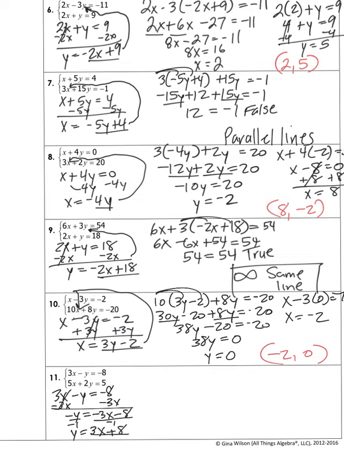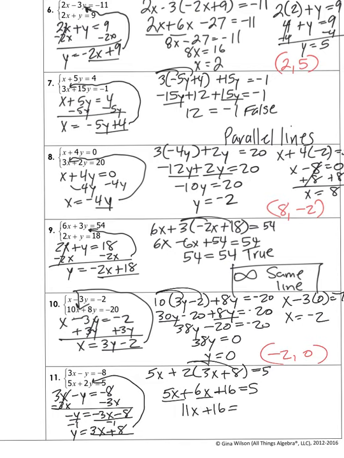Now we're going to take what y equals and plug it in for y in the second equation. 5x plus 2 times (3x plus 8) equals 5. Distribute, that's 6x plus 16 equals 5. Bring everything else down. Combine like terms, 11x plus 16 equals 5. Subtract 16 from both sides, 11x equals negative 11. Divide by 11, and x equals negative 1.